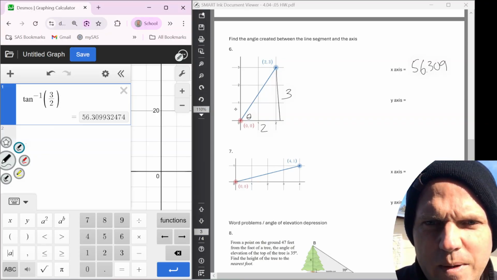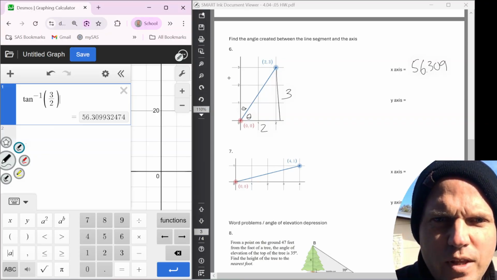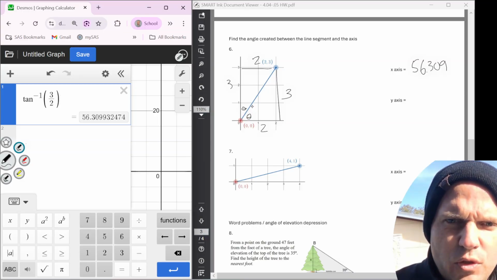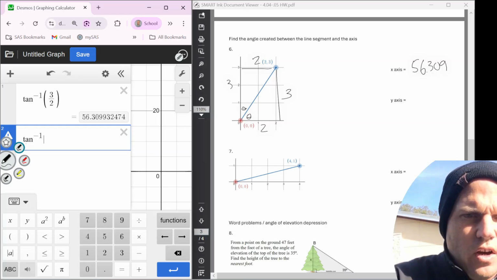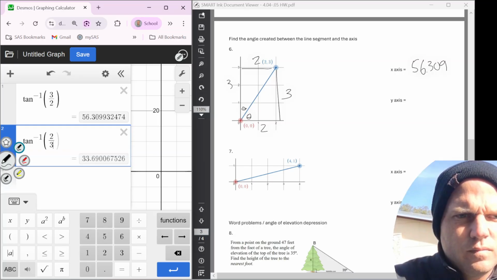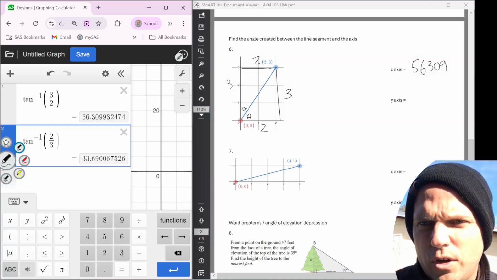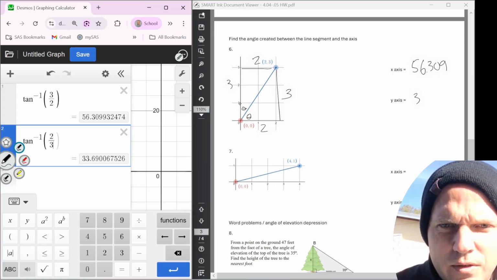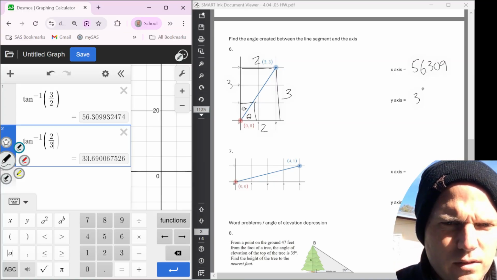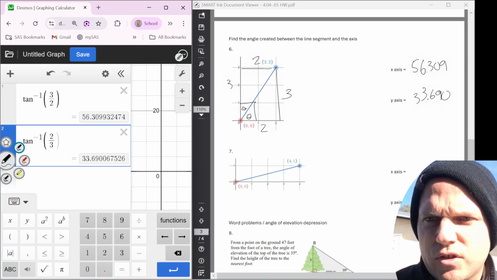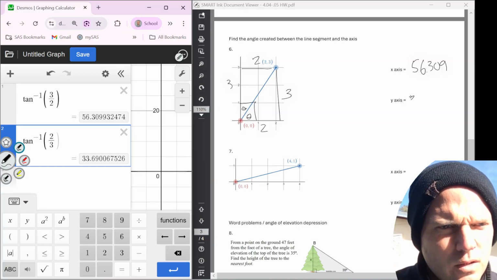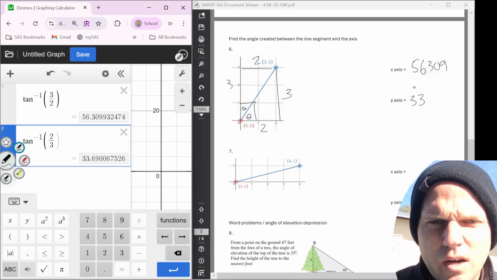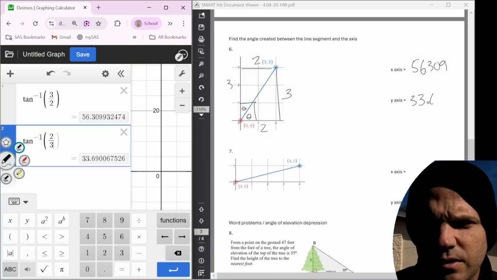Well, what happens if we're talking about this angle here with the y-axis? Well, now this would be 2, and this would be 3, which means you would have the complementary angle. You'd have the tan inverse of 2 over 3, which is 33.69. Or you could just see that these two angles create a 90-degree angle. It's actually an interesting thing that you can see why the tangents of reciprocals are complementary to each other.